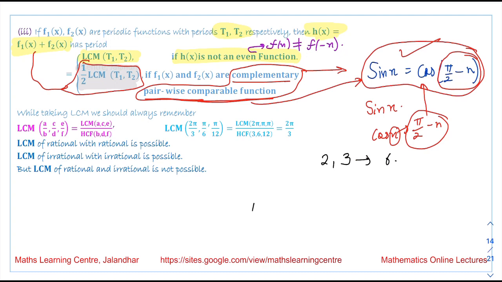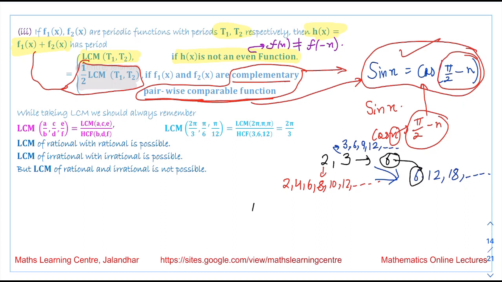Least common multiple means we write the multiples of 2. It is 2, 4, 6, 8, 10, 12, and so on. We write the multiples of 3. The multiples of 3 are 3, 6, 9, 12, and so on. What are the common multiples over here? They are 6, then 12, then 18, and so on. And the least of all these multiples is 6. So we are saying the least common multiple of 2 and 3 is 6.